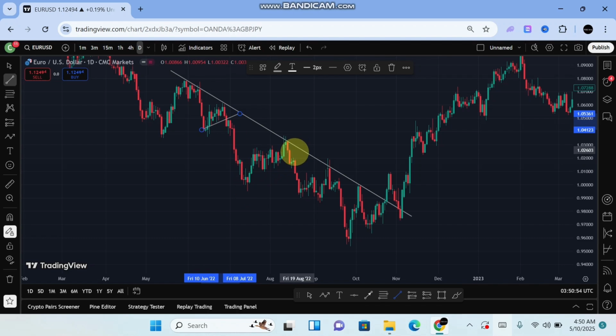Anytime price touches it again, you can draw your secondary trend line. When price breaks through, you take your trade very easily. And just like I've said, anytime price breaks through your trend line, do not go for a sell immediately. Price will always come back to retest the trend line before going to the upside.